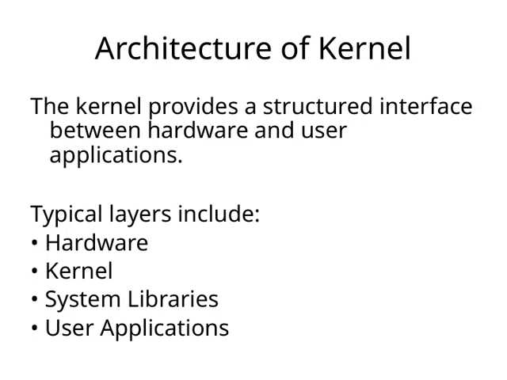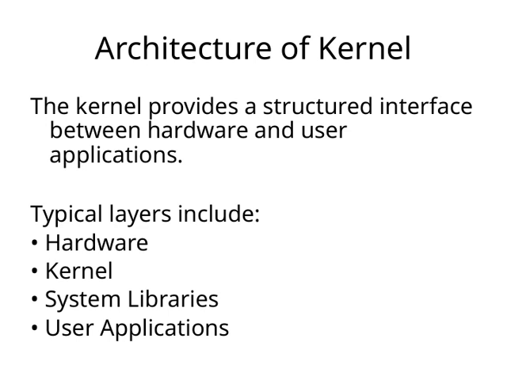The kernel essentially acts as a bridge, providing a structured interface between the hardware components and user applications. This means it manages how software interacts with physical devices like disks, memory, and processors. Typically, the architecture is organized into several layers. At the very bottom, we have the hardware layer, which includes all the physical devices. Above that is the kernel layer itself, which handles the core functions like process management, memory management, and device control.